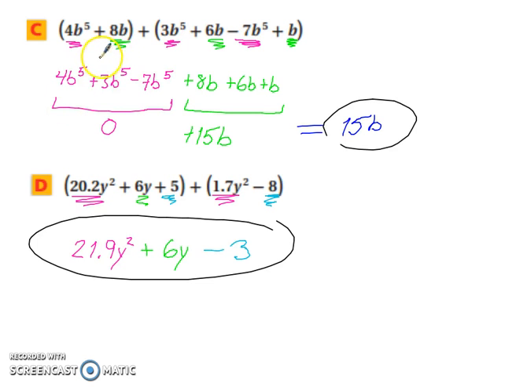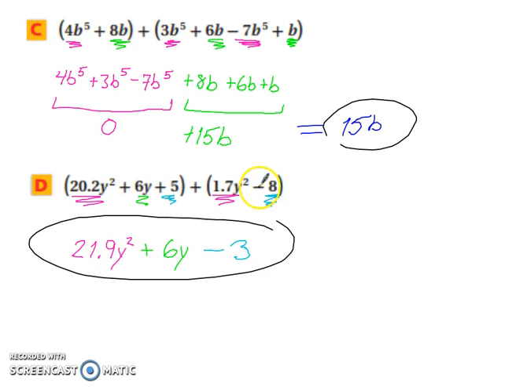So let's look at C. We have 4b to the fifth, a 3b to the fifth, and a negative 7b to the fifth. When you combine those, you end up with 0. Your other like terms are 8b, 6b, and b. When you combine those, you end up with 15b. 0 and 15b are just going to give you 15b.